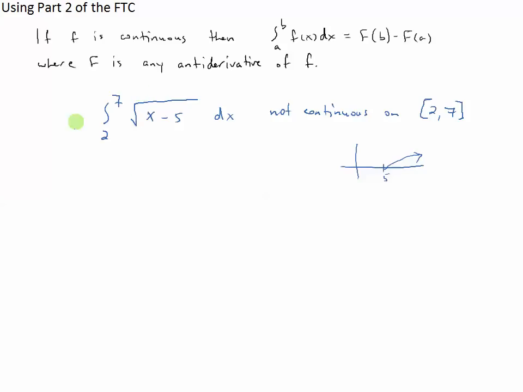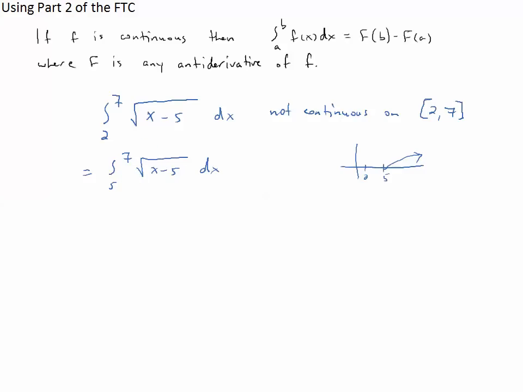So if you think of this as being the area under this function between 2 and 7, well, the area from 2 to 5 is 0 because the function's not even defined. So you could say then this would equal the integral from 5 to 7 of this square root function with respect to x. And then you'd be looking for the antiderivative of a square root function.